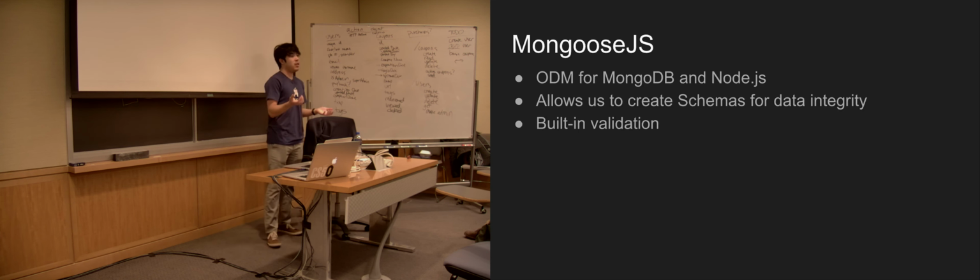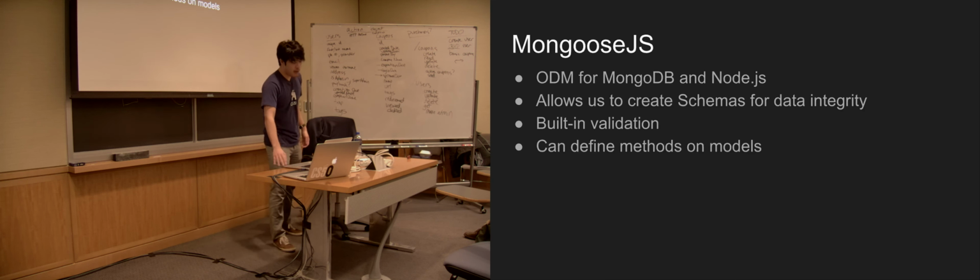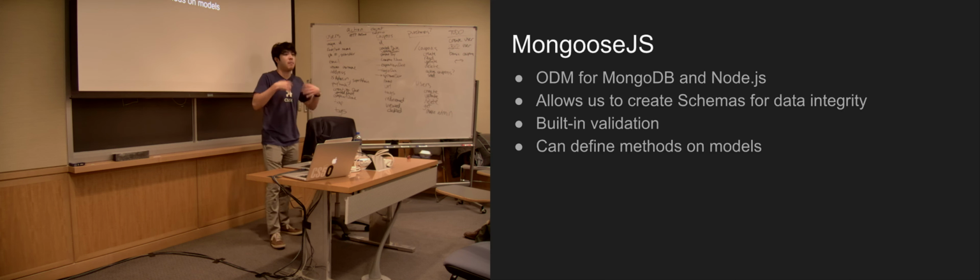It has built-in validation. We can say if their username is too long, reject it. If their email is not valid, reject it. If their email is not a string, reject it. If they give me something that's not defined in our schema, ignore it. We can define methods on models. So say we want to have a user.checkPassword method. Rather than actually querying the database ourselves, we can just create a method on the model. And so we can use user.checkPassword, give it a password, and it'll return true or false.